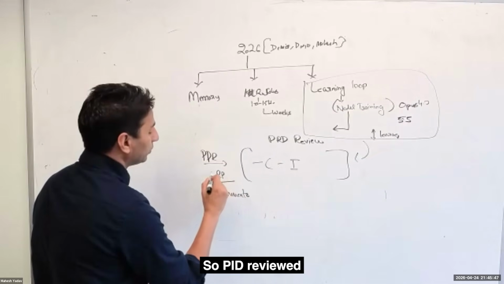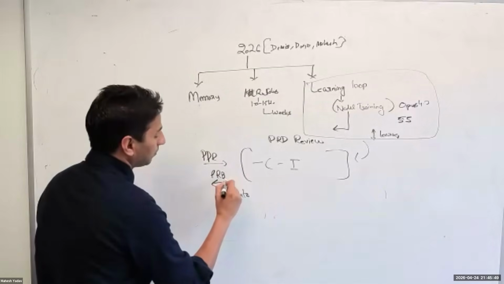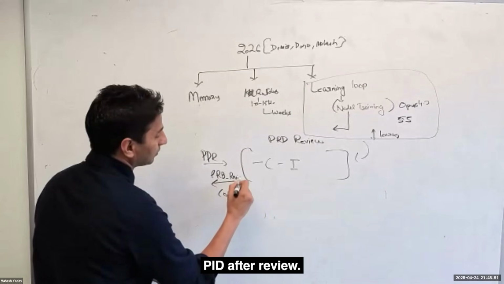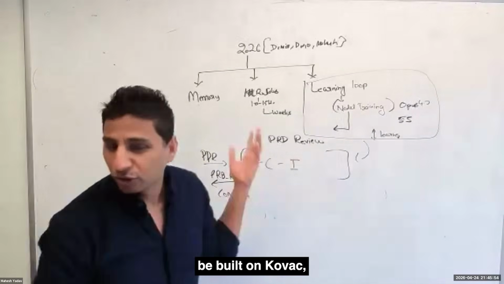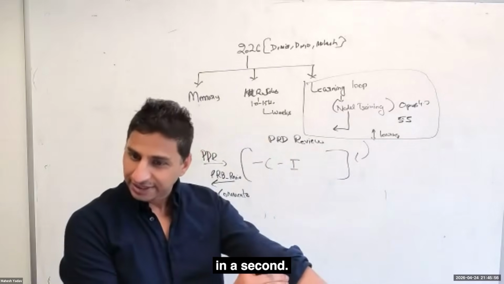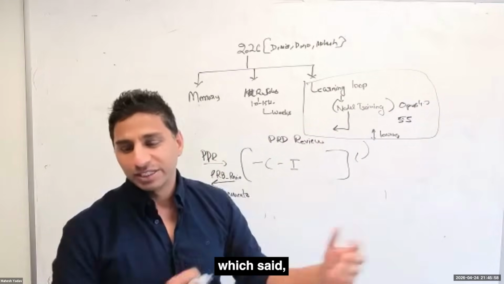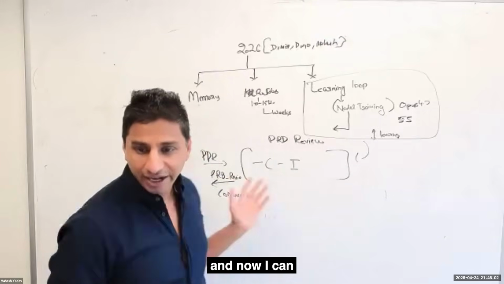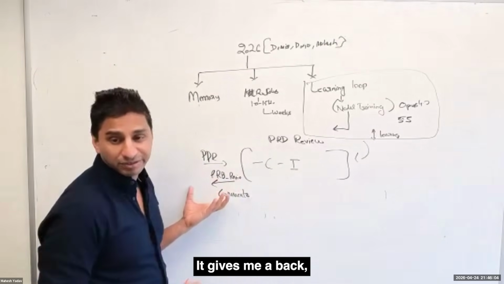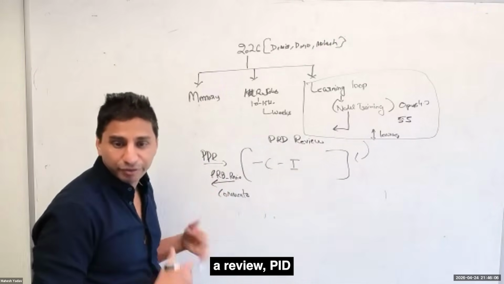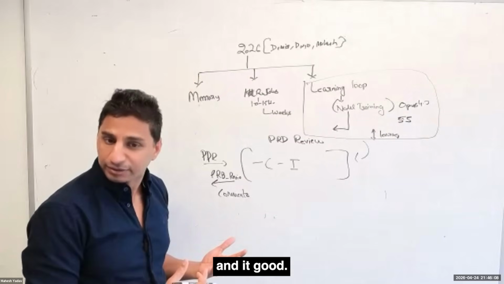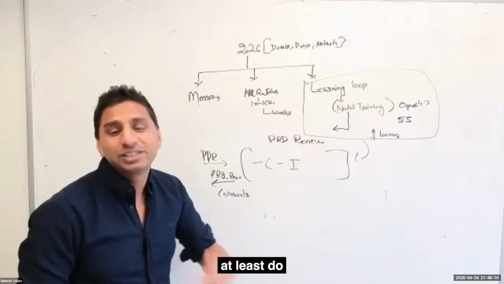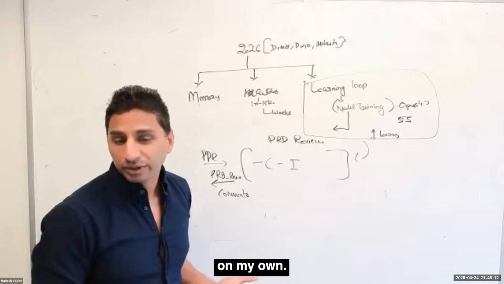So, PRD reviewed, PRD after review. This skill can be built on Cowork, which I will show you in a second. I just created a skill which said, hey, review this PRD based on this checklist. Now I can give it a PRD, and it gives me a reviewed PRD with comments in it. Good. So I need not do the first scan on my own.